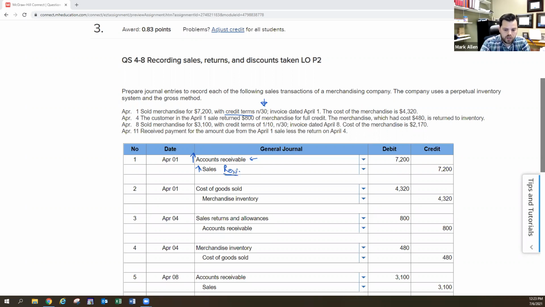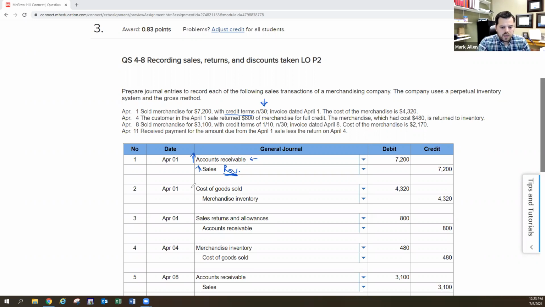But don't ever forget, this is really sales revenue, not sales, but really sales revenue. And that makes it a little bit more clear whenever we're looking down through a chart of accounts or looking through a lot of transactions that this one goes to the income statement. And we see that very, very clearly there. So that is my first entry.